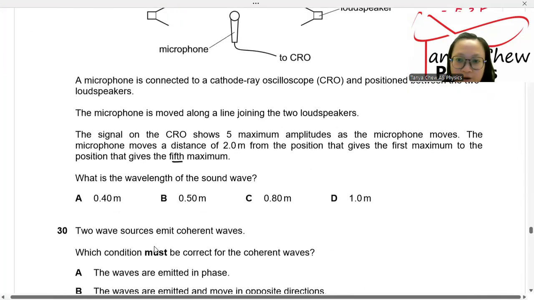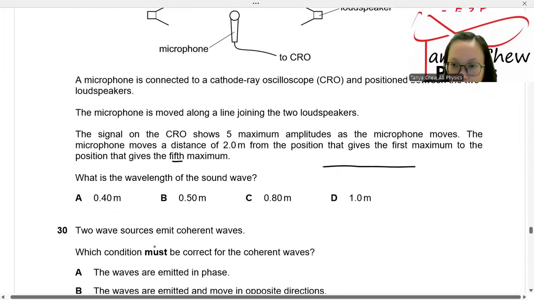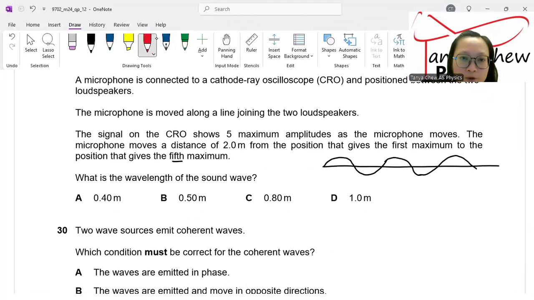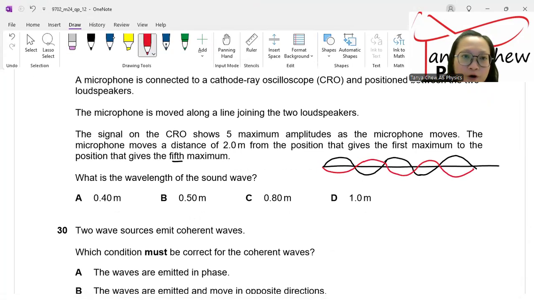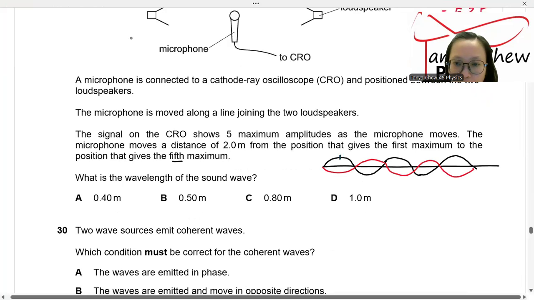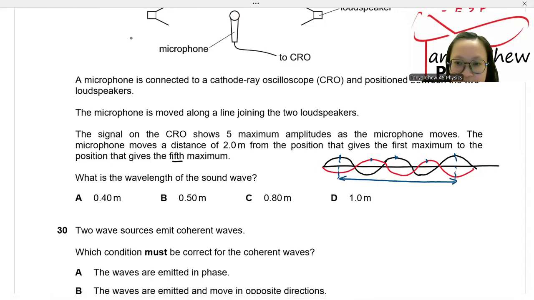So what is the wavelength of the sound wave? This is stationary wave maximum. So you draw stationary wave first. Like that. And then I'm going to use a different color to show you. So from the first maximum, 1, 2, 3, 4, 5. First maximum to the fifth maximum. Right? This is 2 meter.